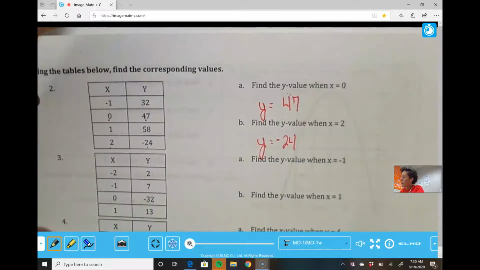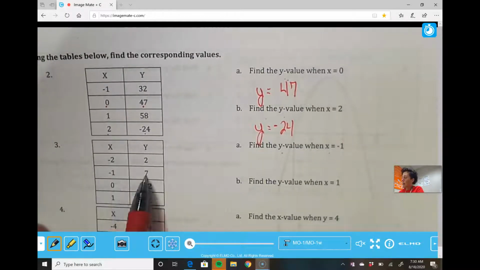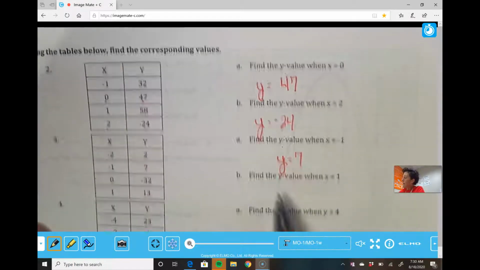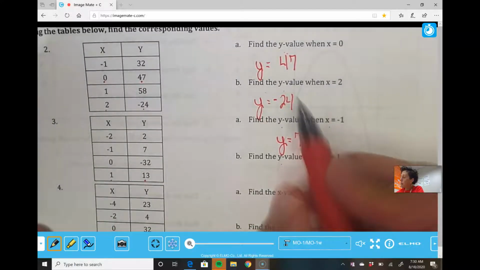All right, so problem 3, find the y value when x is negative 1. So I'm going to go to my input of negative 1 and my output, or my y value, is 7. Find the y value when your x is 1. So kind of see the pattern here. Pretty simple stuff.